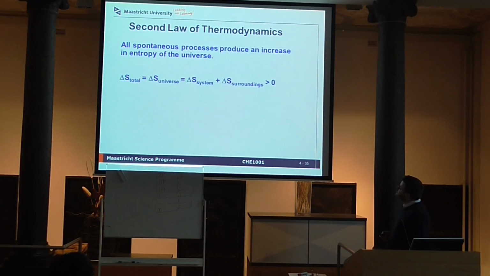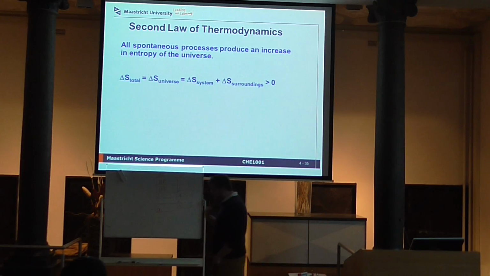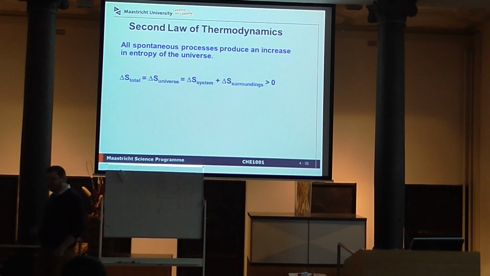Now, we get to the second law of thermodynamics. The total entropy change of spontaneous processes produces an increase in entropy of the universe. That's what it boils down to. If a process is spontaneous, it increases the entropy of the universe. And that's what we see here, right? So the overall entropy increases according to our definition.